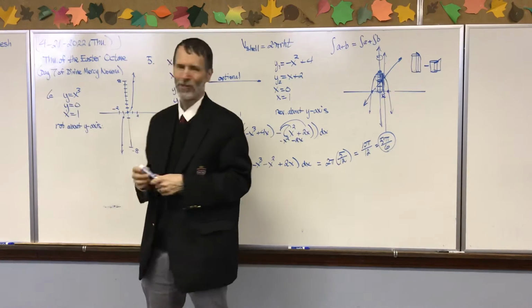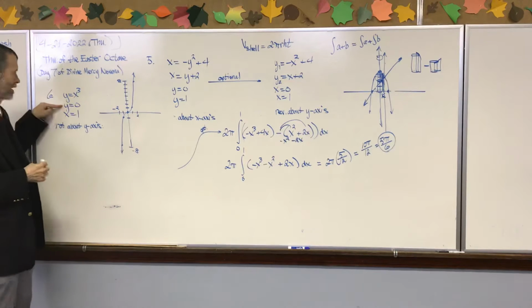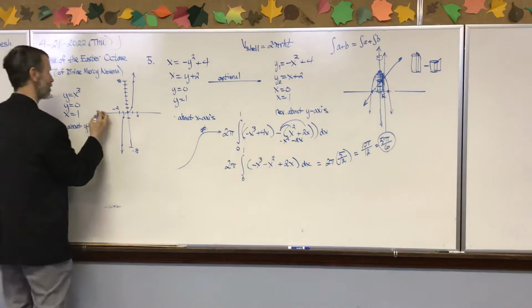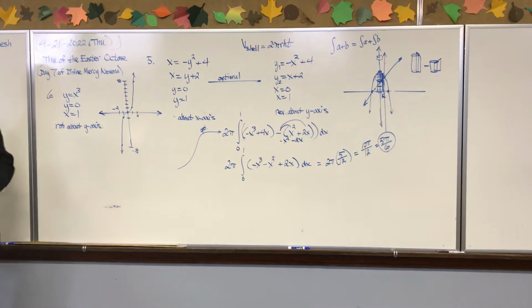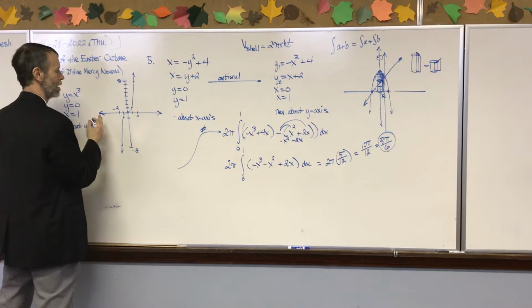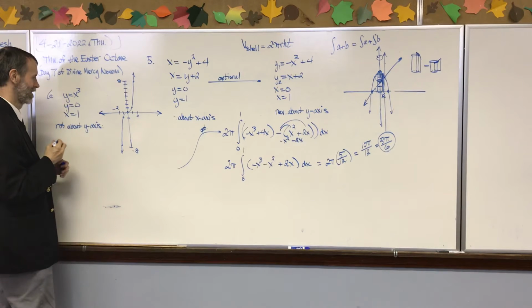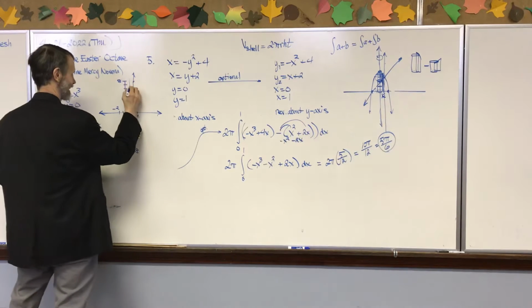Y equals 0. Where's that? It's the x-axis. John, take over. X equals 1. Where do I find it? Go to the x-axis and you go over 1 and drop a vertical line. Vertical line, correct.